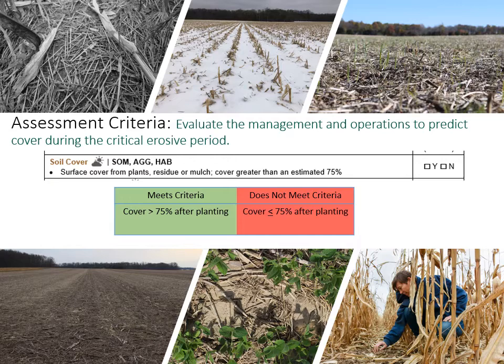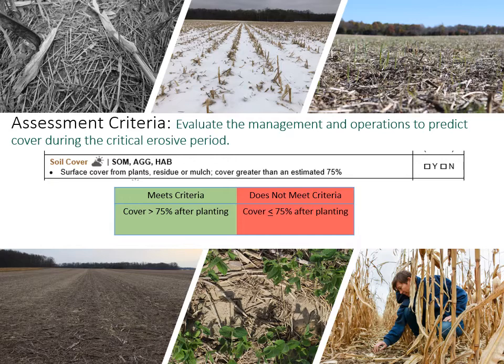So does this meet assessment criteria? Maybe, right? This is kind of a hard one. Soybean residue, at almost any time during its life of being a residue on the soil surface, really struggles to meet that estimated 75% cover, because those residues break down so quickly and they just don't stick around for very long. But we do have that addition of that cover crop.